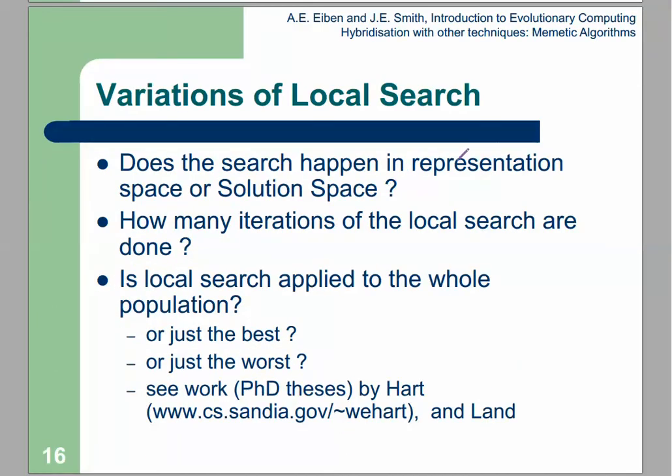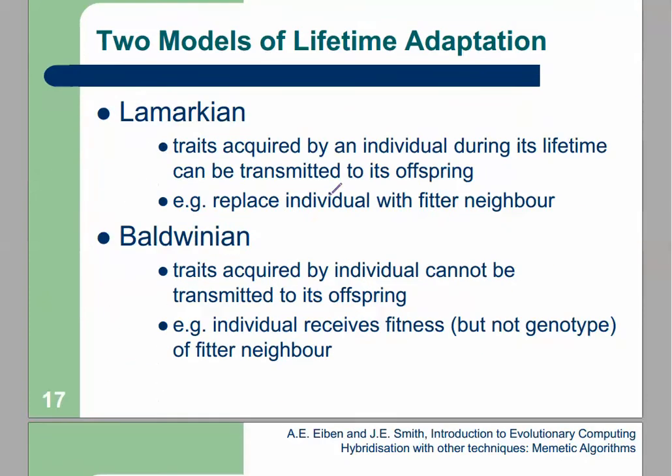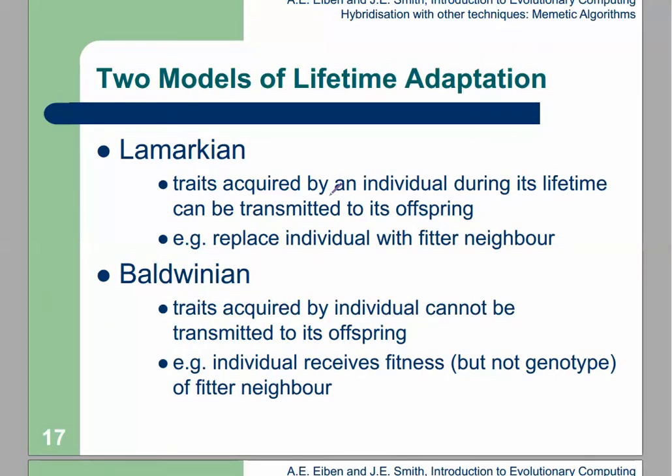We have many types of local search, and it is not important for your course. And we can use many types of local search. And the next part of our lecture is about two models of lifetime adaptation. One is the Lamarckian model and another is the Baldwinian model.